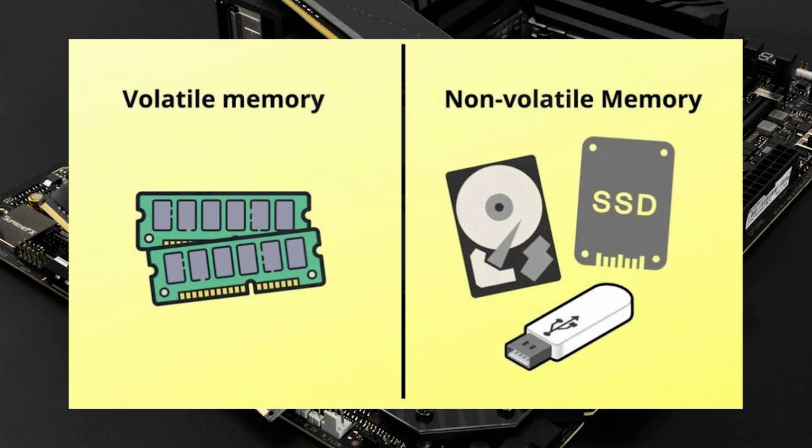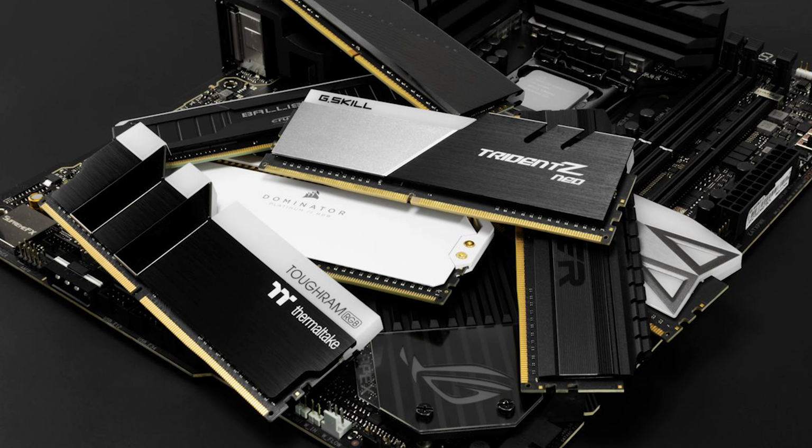Now, here's the key. RAM is volatile memory. That means it only stores data while your system is on. The moment you power off, everything in RAM disappears. That's different from storage like your SSD or hard drive, which keeps data even when the power's off. RAM isn't about storing your files. It's about helping your system think faster.